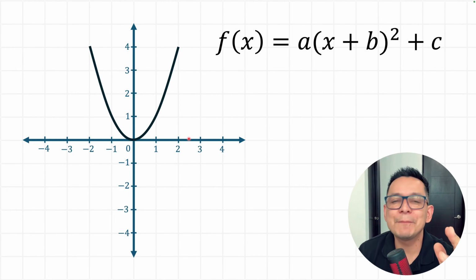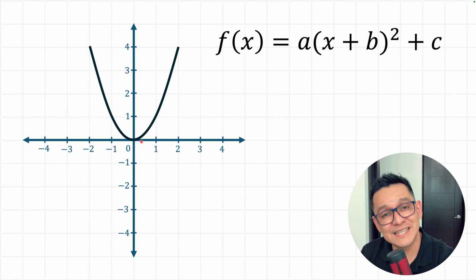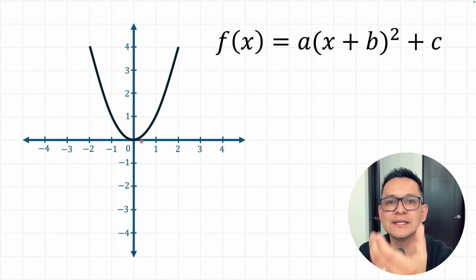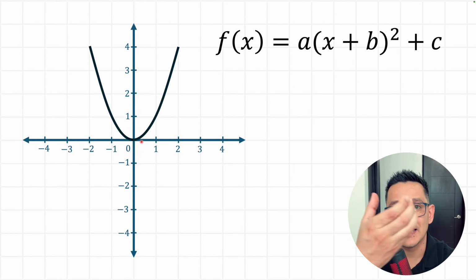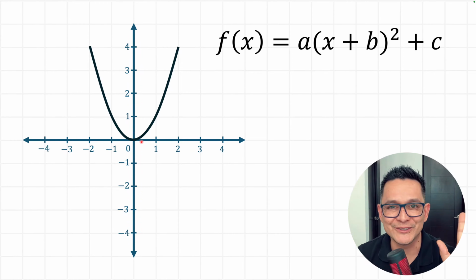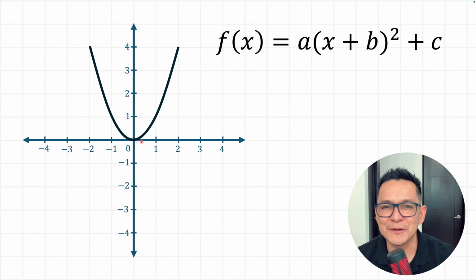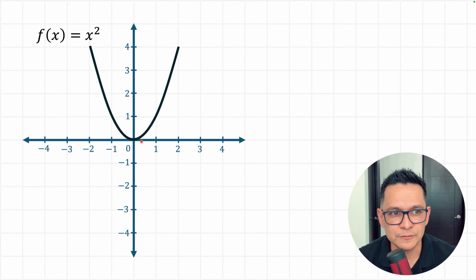And well, what about c? That one's really easy. If c is positive, the graph moves up by c units. If c is negative, the graph shifts down by c units. So, to sum up then, do we all agree on everything? Perfect. Simple, right? Now let's do a little exercise to see if you understood me.